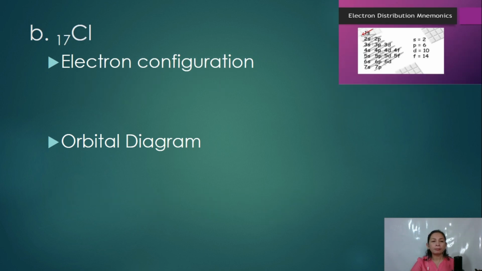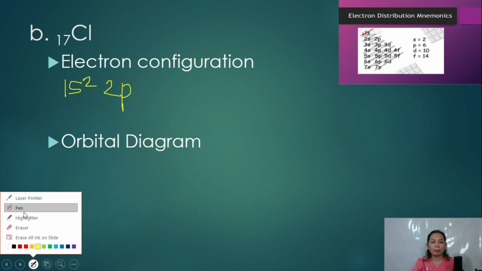Okay, then in chlorine, again we start from the lowest energy orbital, which is 1s, which should contain 2 electrons. Then you have 2p, wrong, sorry.